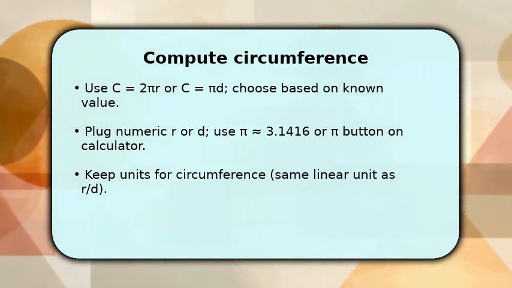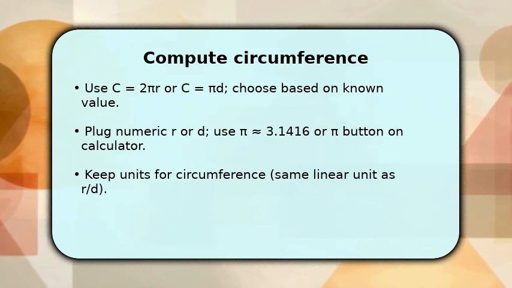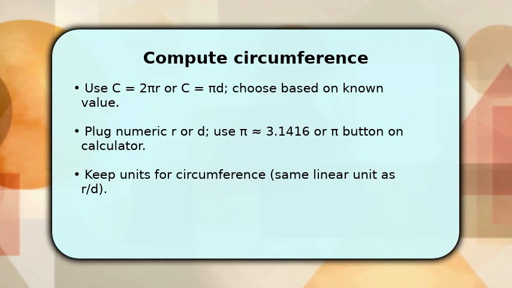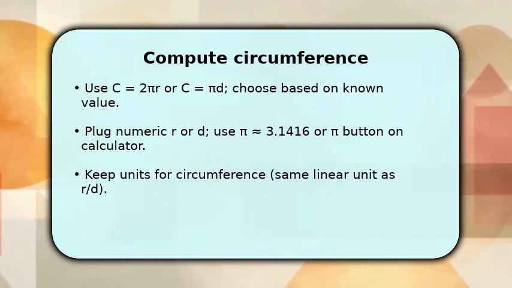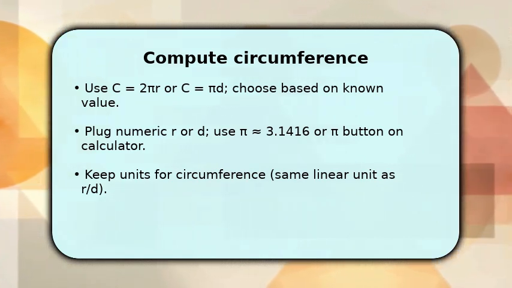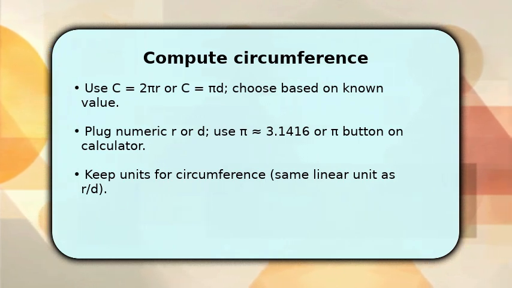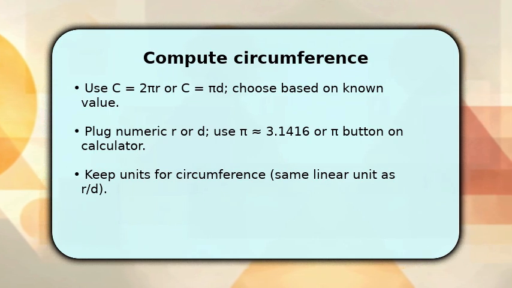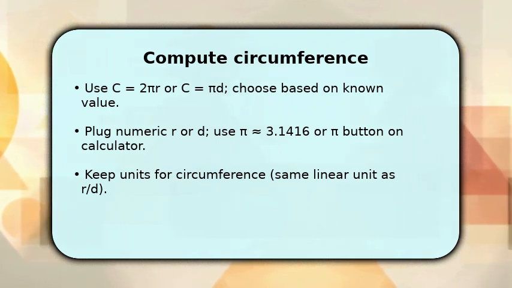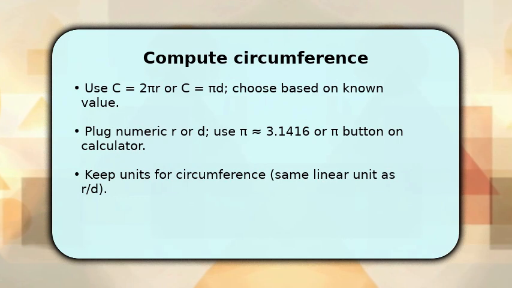For example, 2 times pi times 5 cm yields about 31.416 cm. Once computed, label the results with the linear unit and round only at the end to avoid accumulating rounding error. Make sure to double-check you used radius versus diameter correctly.